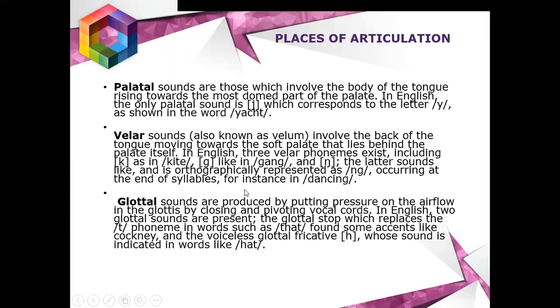Then we have the places of articulation. We have palatal sounds, for instance. For palatal sound, we only have one in English. It corresponds to the letter y, but the symbol is this. For instance, yes, yacht. We have velar sounds that involve the back of the tongue moving towards the soft palate, behind the palate itself. In English, we have three velar phonemes. For instance, that is the one that we have like in our neck.